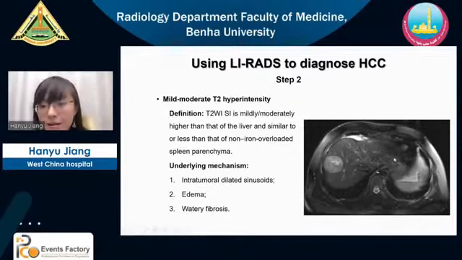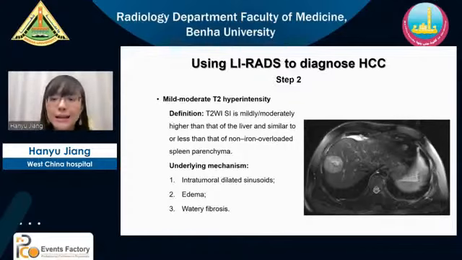So unlike other features where we focus on the liver parenchyma and the observation alone, for the evaluation of this imaging feature we need to look at not only the liver observation, but also the liver parenchyma and the spleen parenchyma. The underlying mechanisms for the development of this imaging feature include increased intratumoral dilated sinusoids, increased edema, and watery fibrosis.